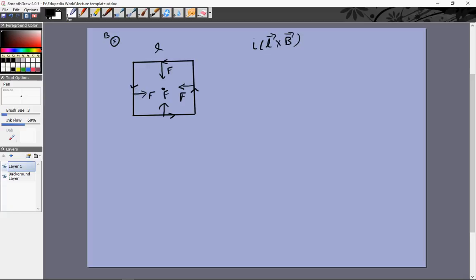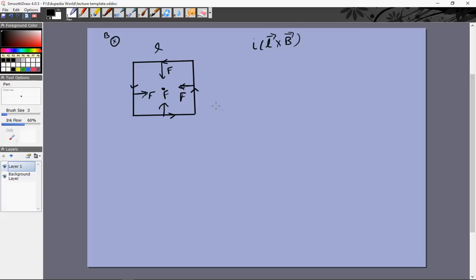Not only that, it is also in rotational equilibrium because the net torque on the dipole is 0. Right, because this F and this F are along the same line, so they'll have a torque 0, and this F and this F are along the same line, so they'll have a torque 0. So if you keep a magnetic dipole within a constant magnetic field, then it will be in rotational and translational equilibrium in this particular case.